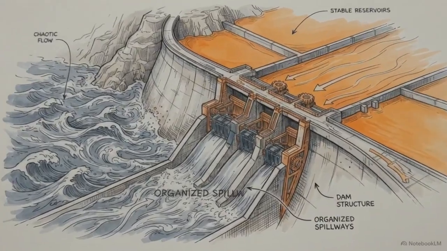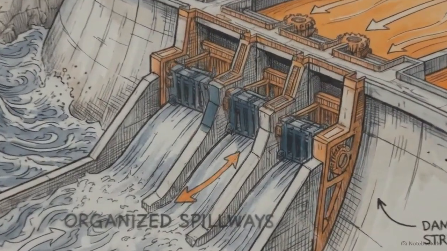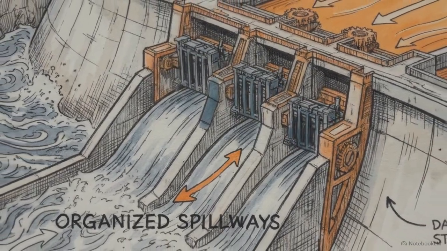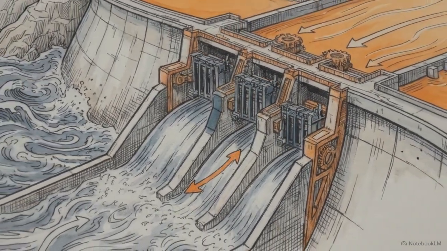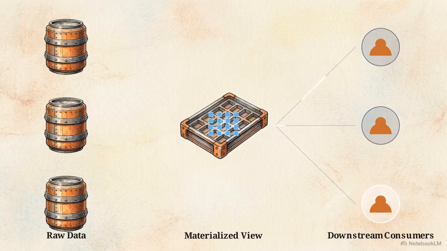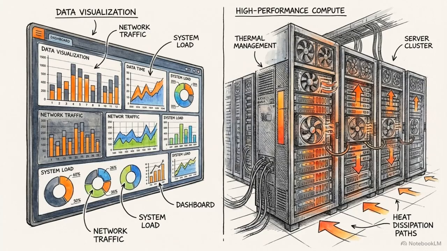Imagine millions of gallons of chaotic water surging down a gorge. We build dams to neatly channel that pressure into perfectly stable reservoirs. In data warehousing, a materialized view performs an identical function. It pre-computes complex queries and stores the results, granting downstream consumers instant access without the latency of calculating massive datasets on the fly. Prioritizing instant read access creates a specific trade-off.